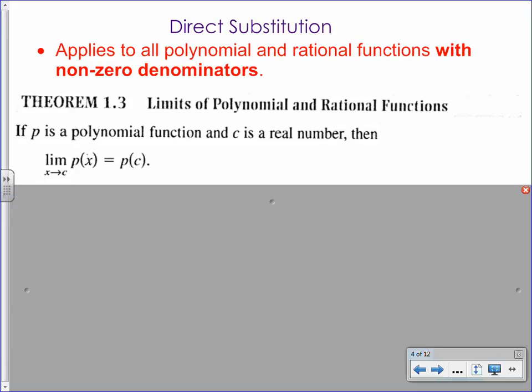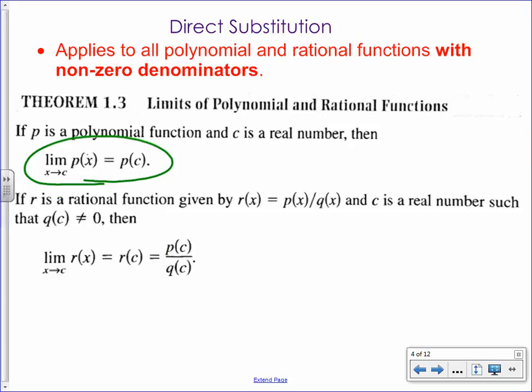So you don't have to write all of this right here. This is important right here. The limit as x approaches c of our function is just the value when you plug c into your function. Because we know that there's a coordinate there that our graph would be approaching. Same thing if it's a rational function, as long as your denominator is not 0, then you're just going to plug in c to your function.